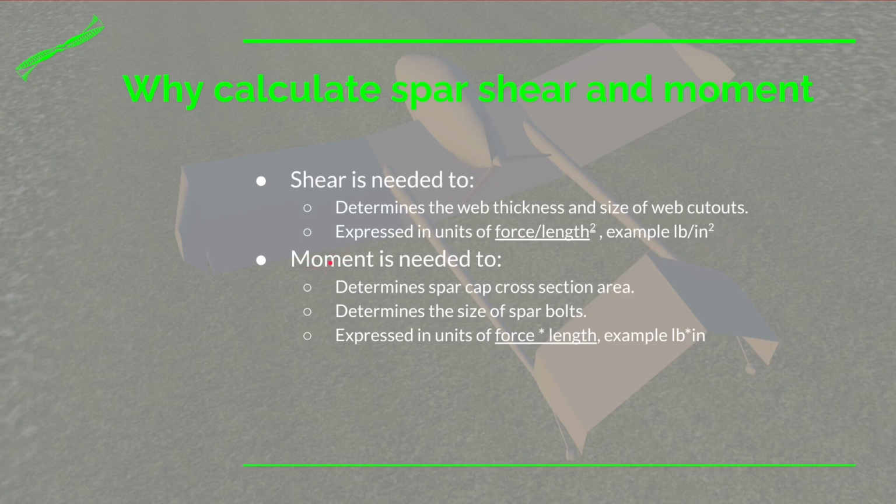Now, why do we need to know about moment? And I'll explain about moment a little bit more here too. But we need to know what the cross-sectional area is going to be for our spar caps, so we don't overbuild them or we don't underbuild them. And we also need to know the moment in order to pick bolts that are big enough or not too big. Now, what's kind of interesting is this moment is going to be applying a shear force to our attachment bolts that are going through our spar caps. But we need to know how big these bolts are going to be so that they don't shear when we're applying the moment. Now, moment is expressed in force per length. An example of that is pound inches.